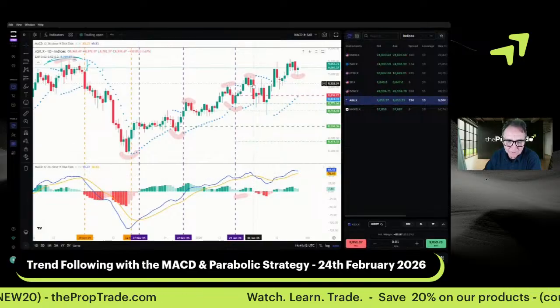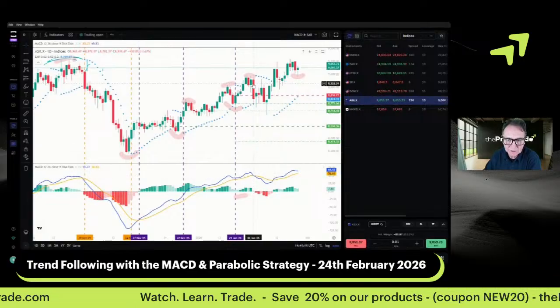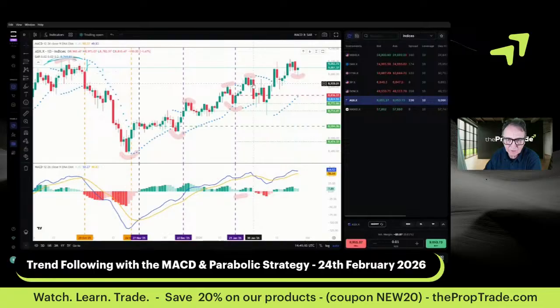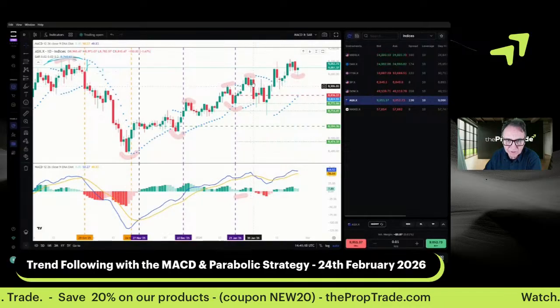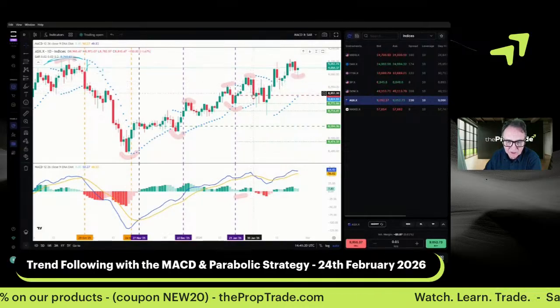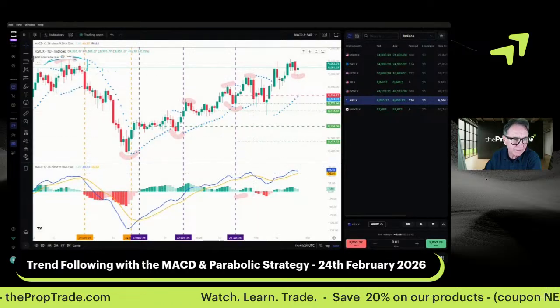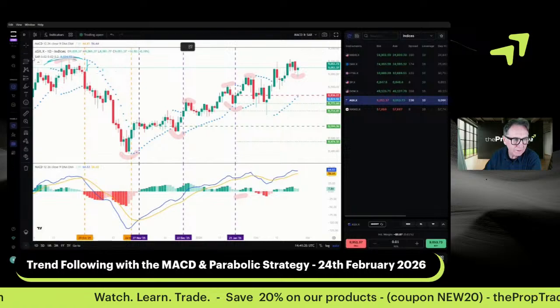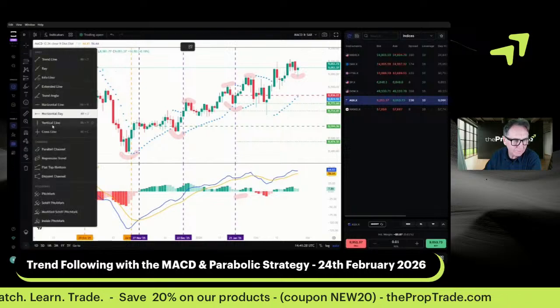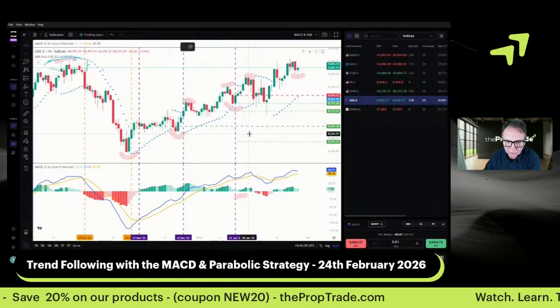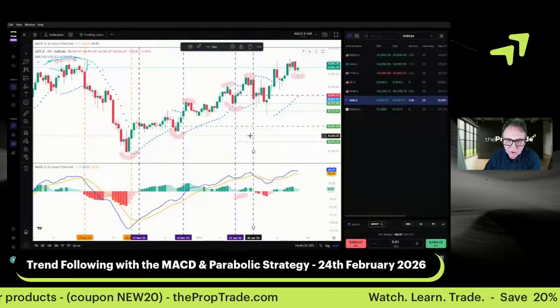So we then get a cross here. So this big down day here, the 30th of January, that big sell-off day, not that long ago. So this here is triggering a potential short because we've had a cross there on the MACD. So that is a proper standard short position.